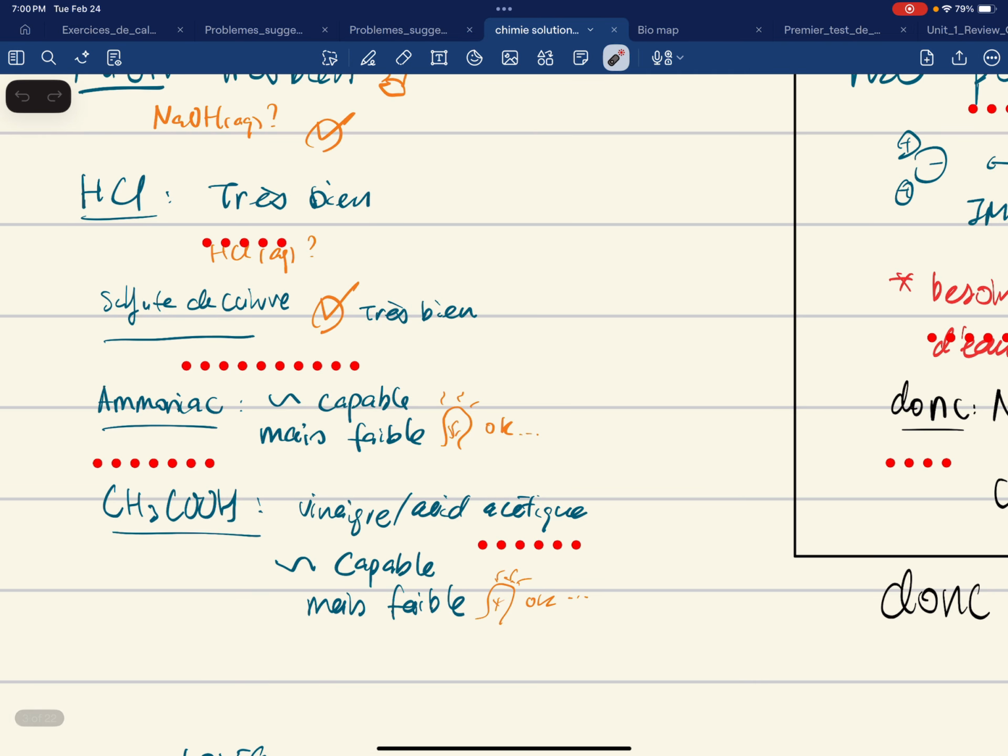Sulfate de cuivre, so acide fort. Ammoniac, il était capable, mais il est fait parce que ammoniac, it's a base faible. Yeah, so ammoniac is a base faible, and ammonium is acide fort.